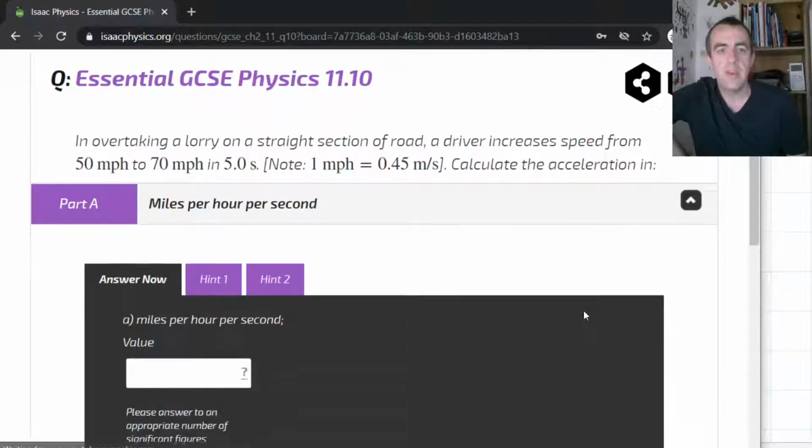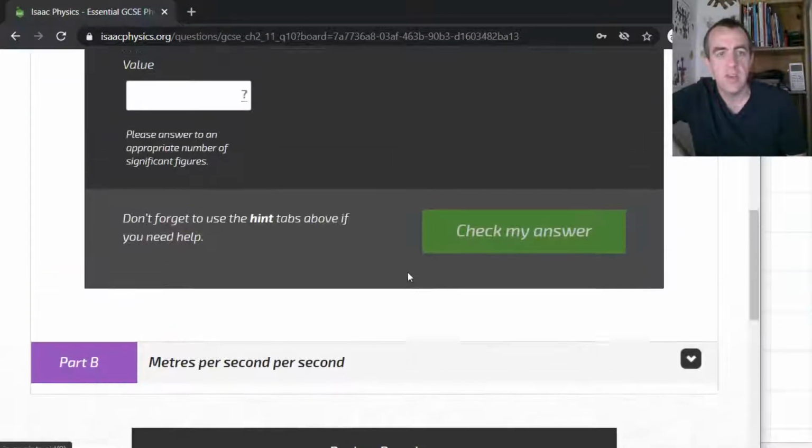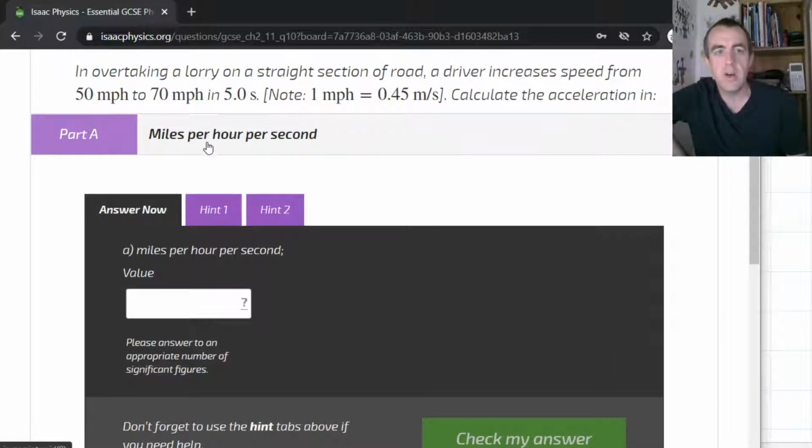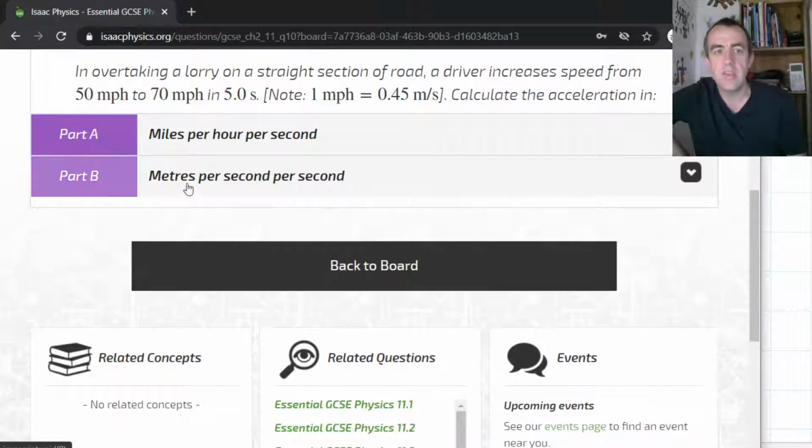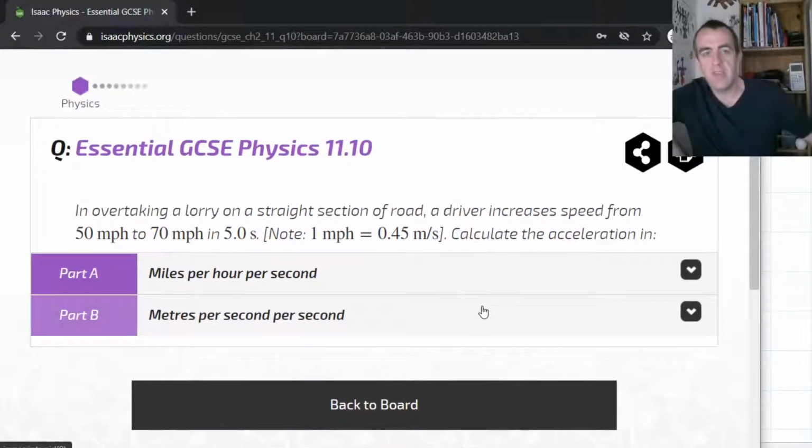So 11.10. An overtaking lorry on a straight section of road. It says a driver increases speed from 50 miles an hour to 70 miles per hour in 5 seconds, and we're given a conversion here. Calculate the acceleration. We're asked to calculate the acceleration in miles per hour per second and the acceleration in meters per second squared. So let's take a little screenshot of this.